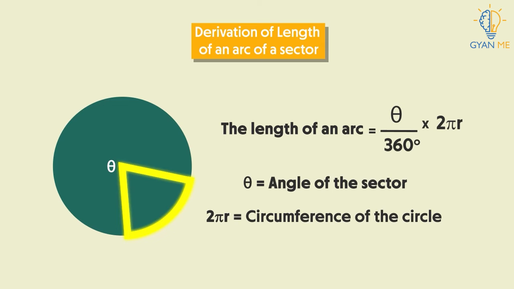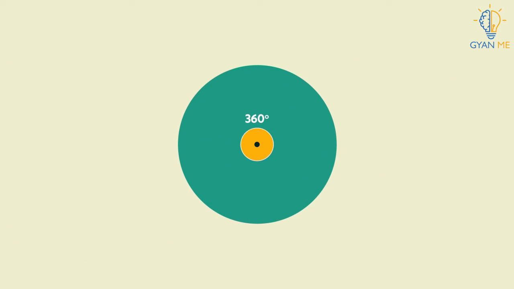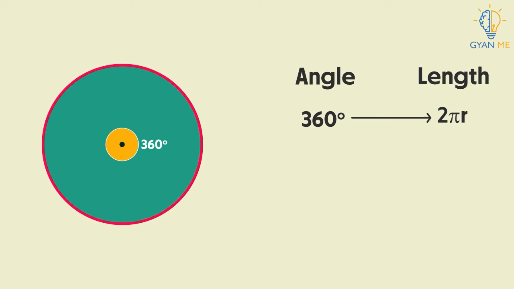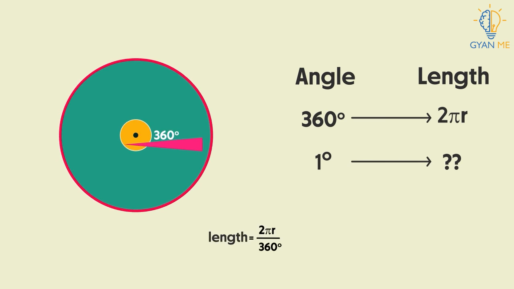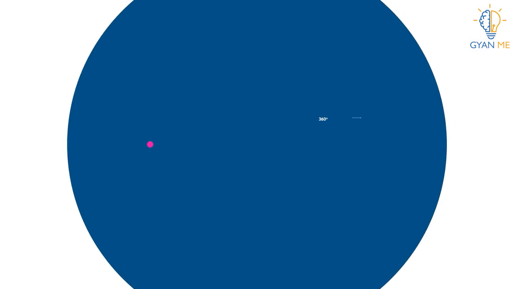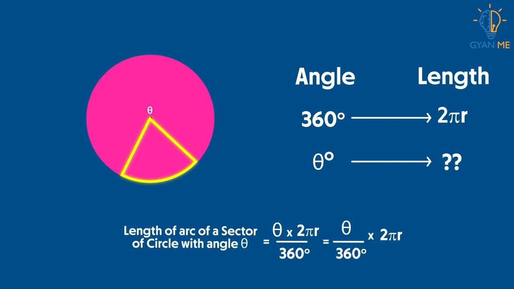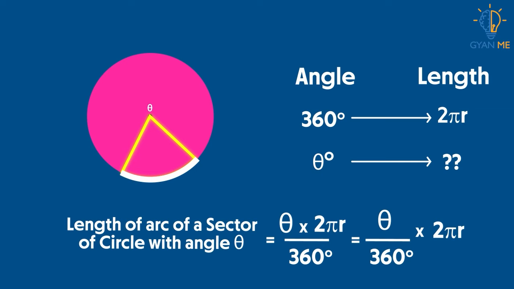The method is the same as that of finding area of sector. Just compare the proportion of the length of the full circular arc, that is circumference, and the portion of the sector. We know that the angle of a complete circle is 360 degree. Thus, if the angle is 360 degree, then the length of the arc will be the length of the whole circle, that is circumference of the circle. But if the angle is say 1 degree, then the length will be given by 2 pi r upon 360. Now, if the angle of a sector at the center of the circle is theta, then the length of the arc of that sector will be theta into 2 pi r upon 360, which is equal to theta upon 360 into 2 pi r.